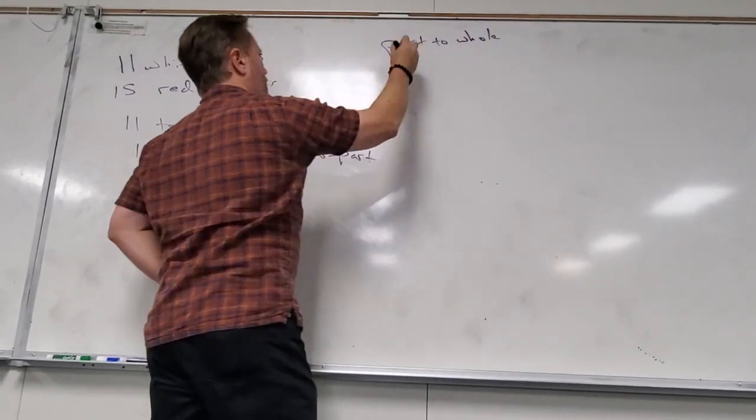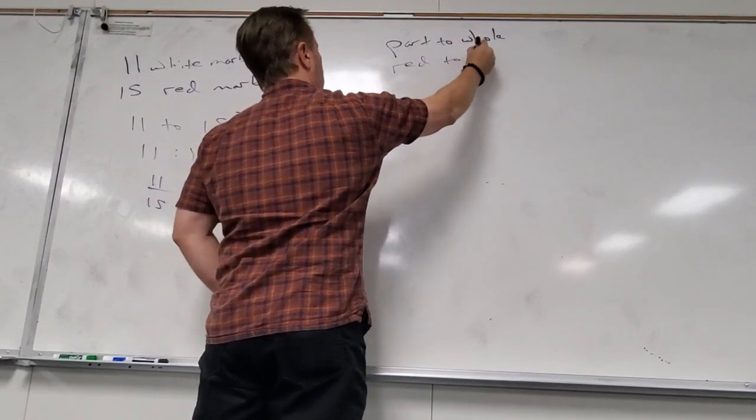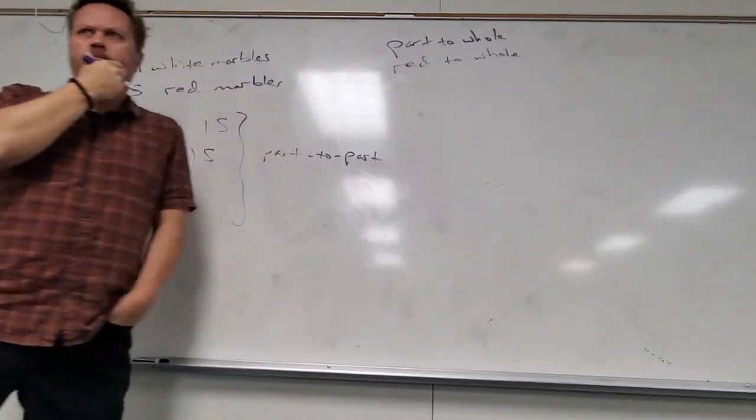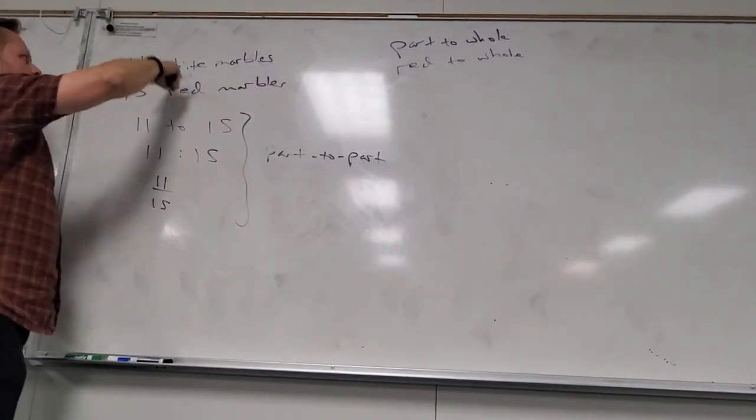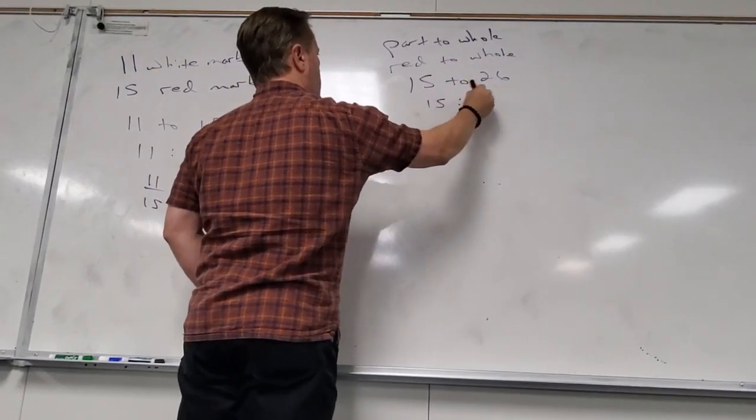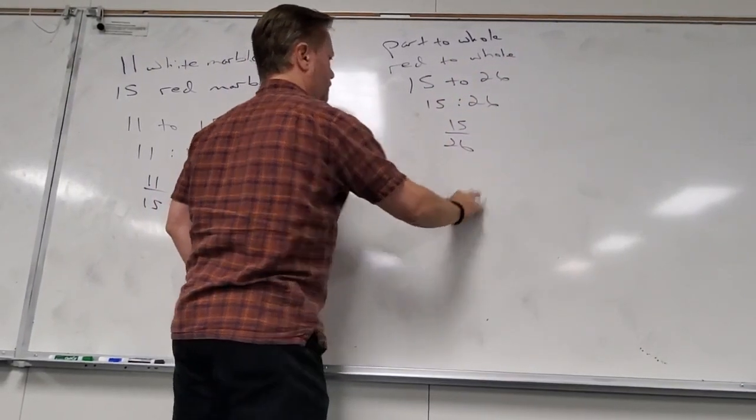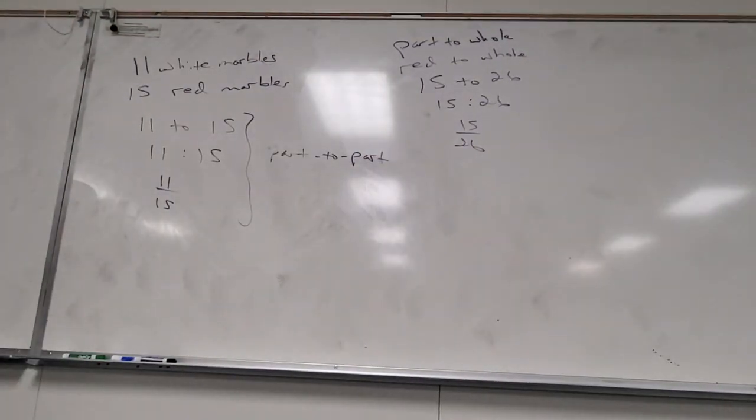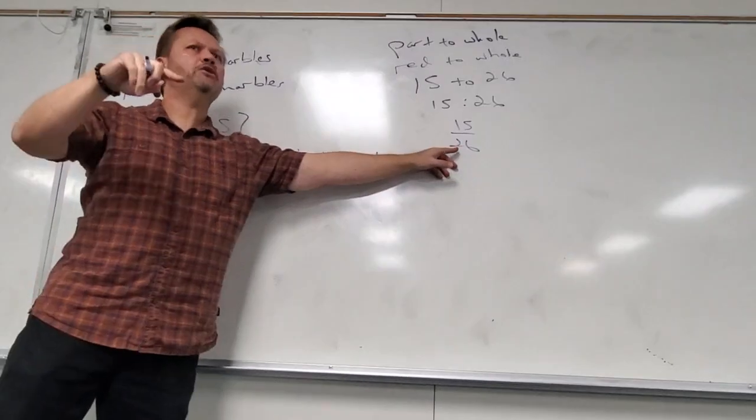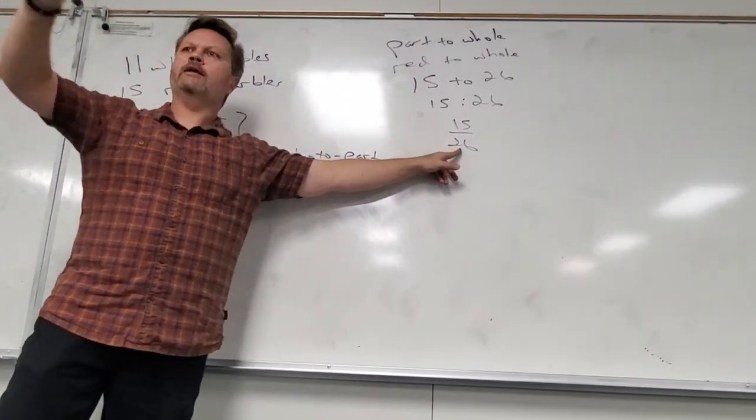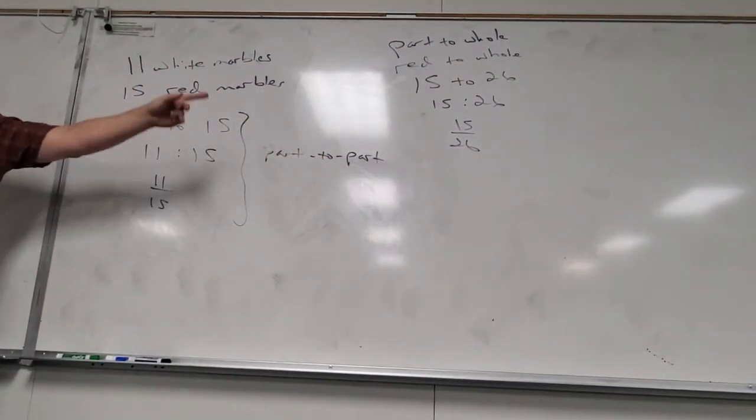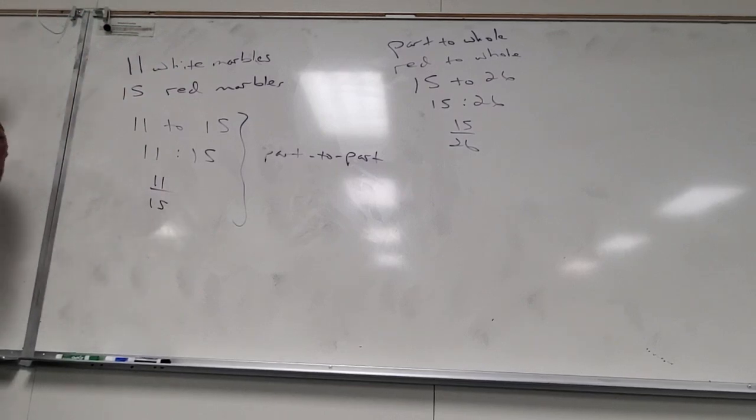So what if I said red to whole? What would the ratio be then? Yeah, 15 red to 26 marbles. So you could do 15 to 26. Woohoo! Okay, so this represents the fractional part of the whole that is red. Whereas this is not invalid, it just doesn't represent that. It's a different usage of a fraction.